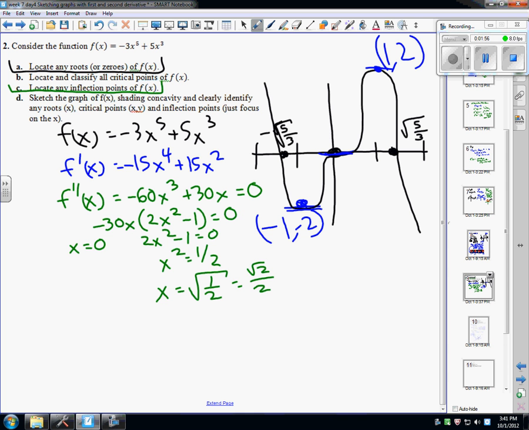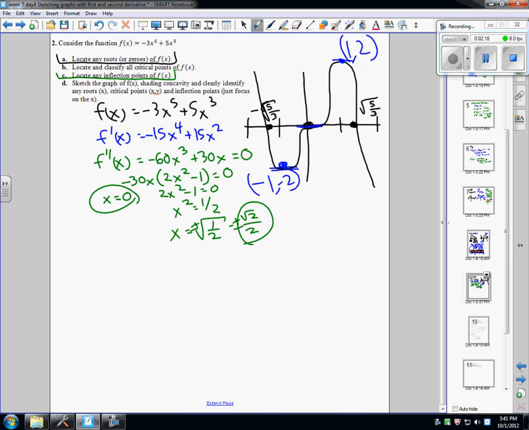This problem here, I'll tell you up front, I know you don't like the square root of 5/3, and I know you don't like the square root of 2 over 2. For the most part, the other problems are a little bit nicer. That's why I did this one with you. When I find these, and remember this is plus or minus, these are my inflection points. So let's take a look at it.